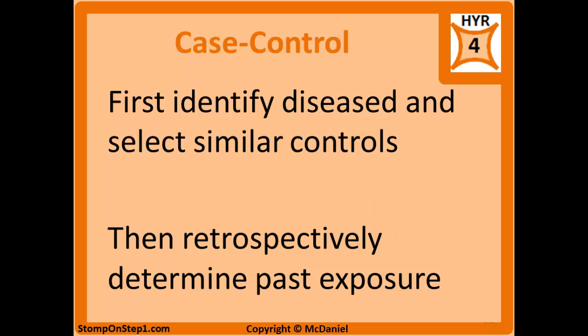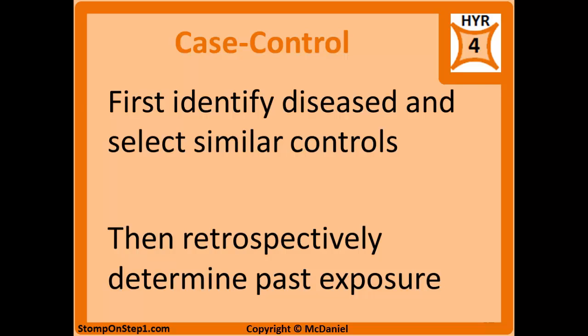Again, the name can help you remember what's going on here, because in a case control study, you first identify the cases and the controls. So the cases are the people with the disease, and the controls are the people without the disease. In both groups, in the case group and the control group, you're going to have a mix of people who do and don't have the exposure, but you don't find that out until later.